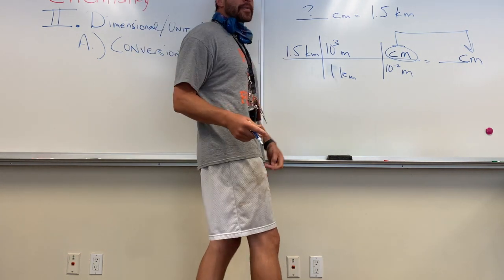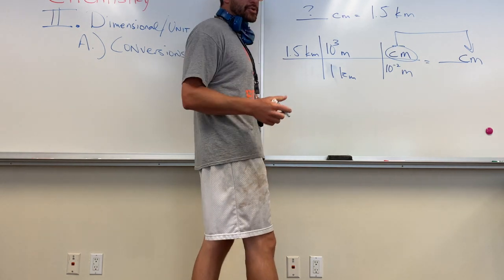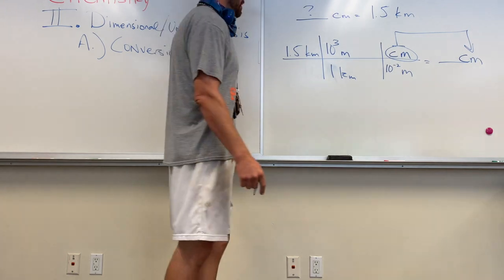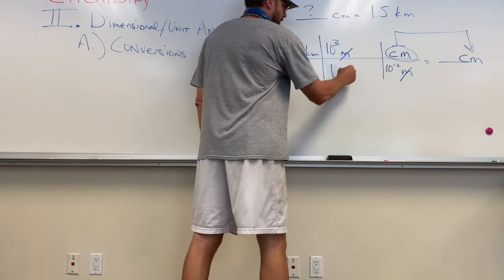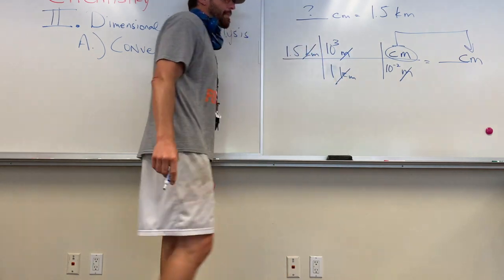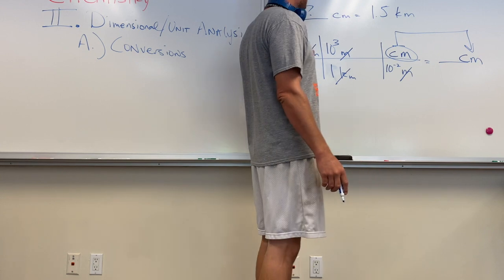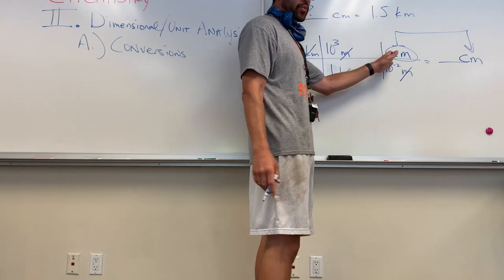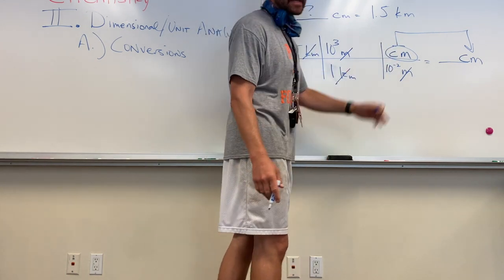Now I just go back to what I've learned about basic algebra: if I have the same value on the top and the bottom of an equation, I can cancel them out. So meter on top, meter on bottom, those cancel. Kilometer on top, kilometer on the bottom. Now I can type 1.5 times 10 to the third, times 1, divided by 1, divided by 10 to the negative second.